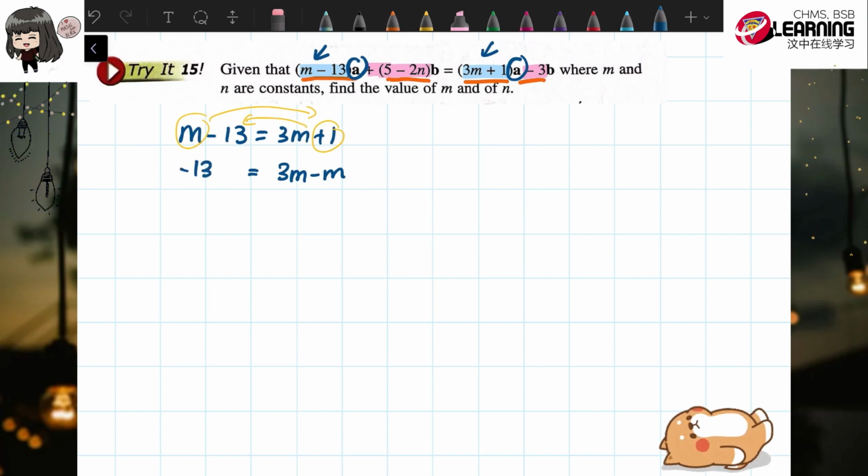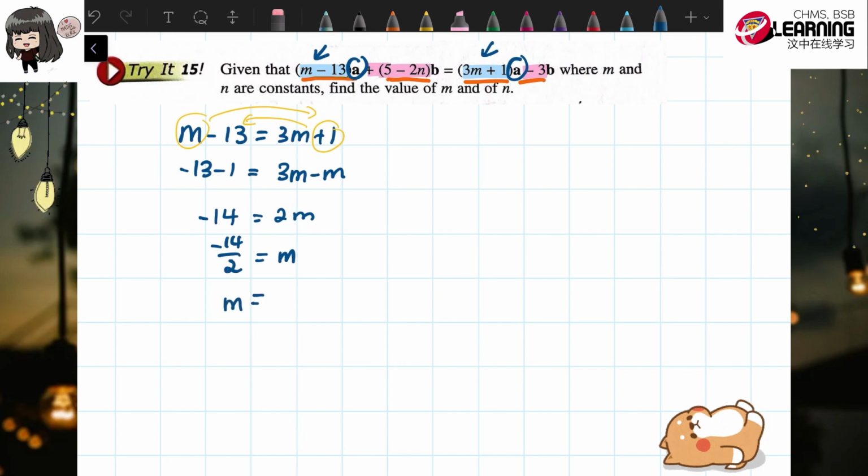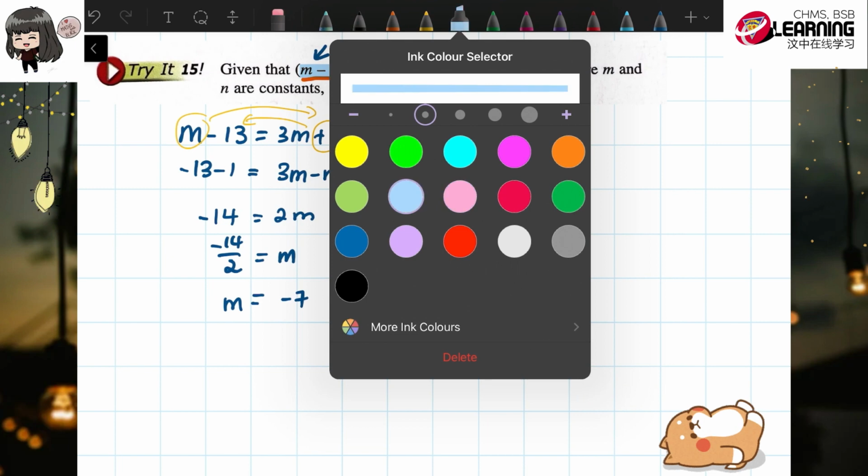So it becomes negative 13 minus 1. So 2m equals negative 14. And my m is negative 14 divided by 2, which equals negative 7. Okay, so that's my answer for m.